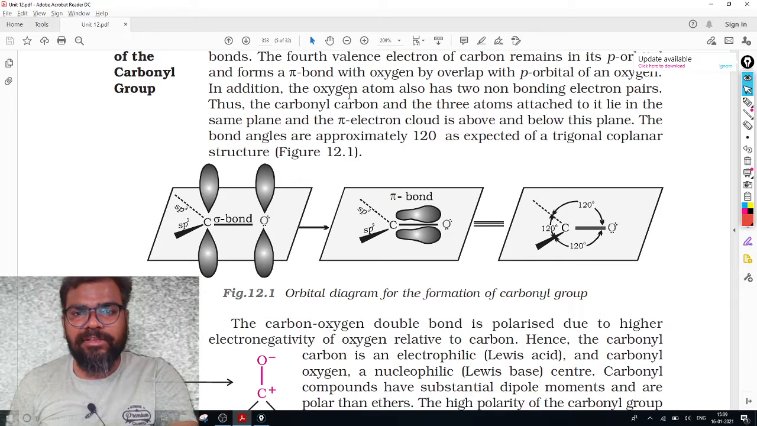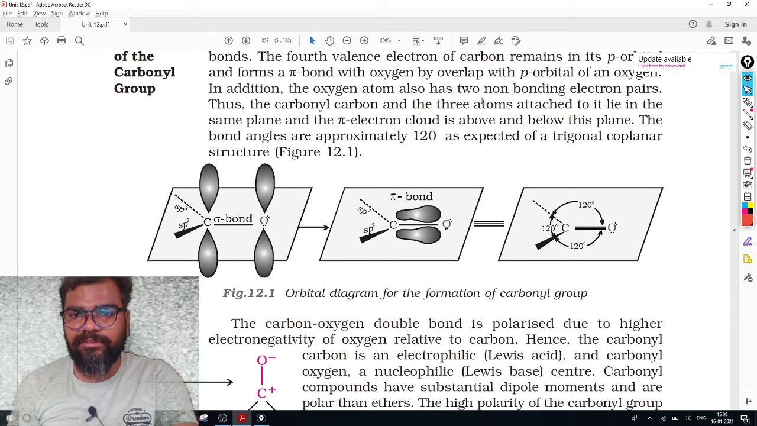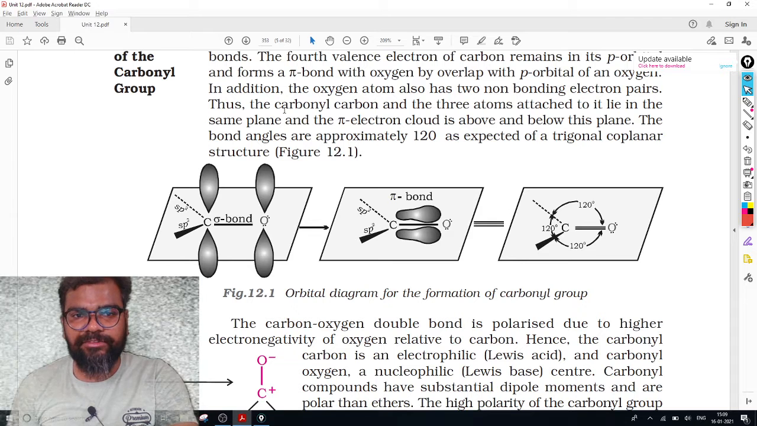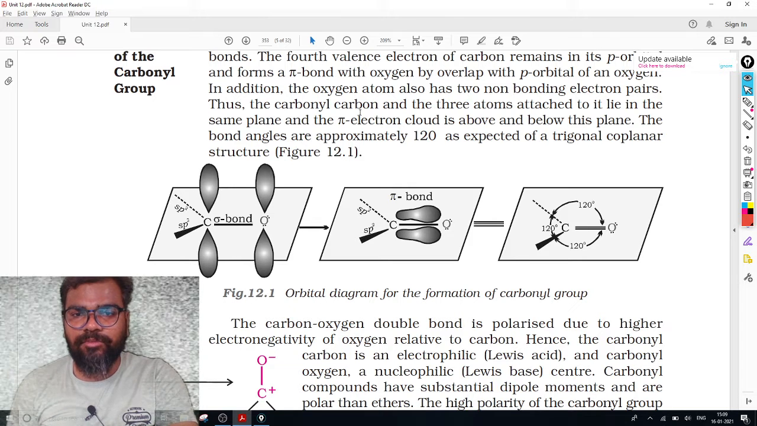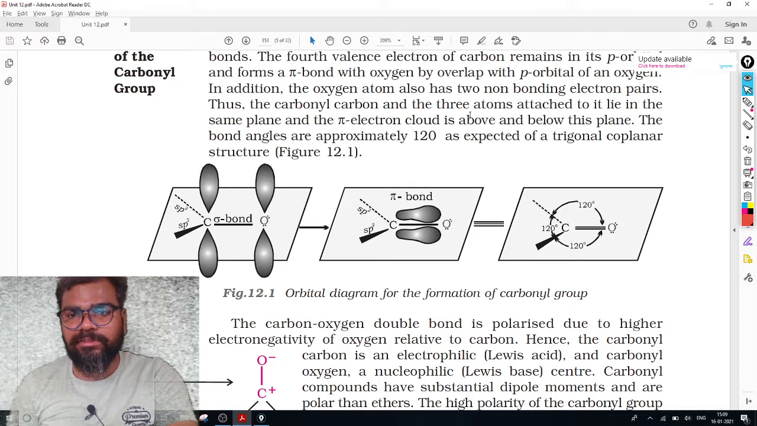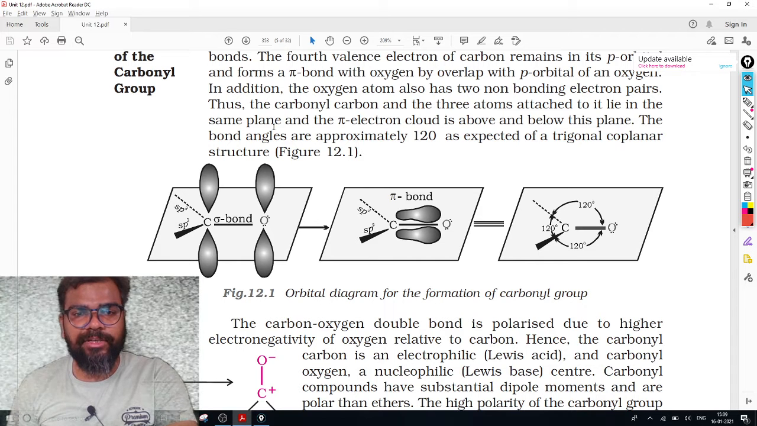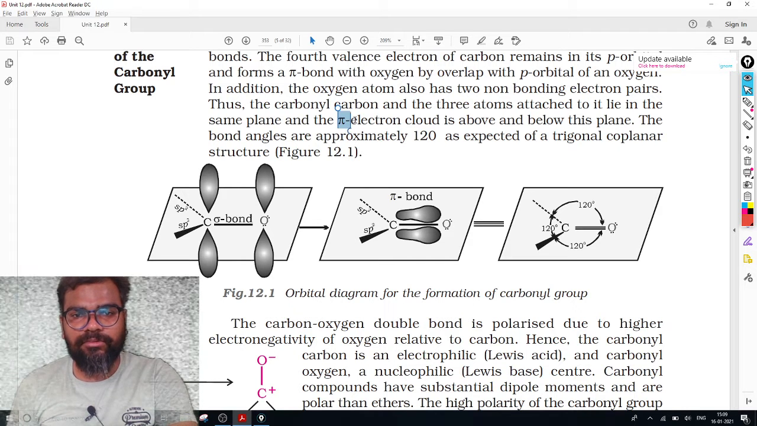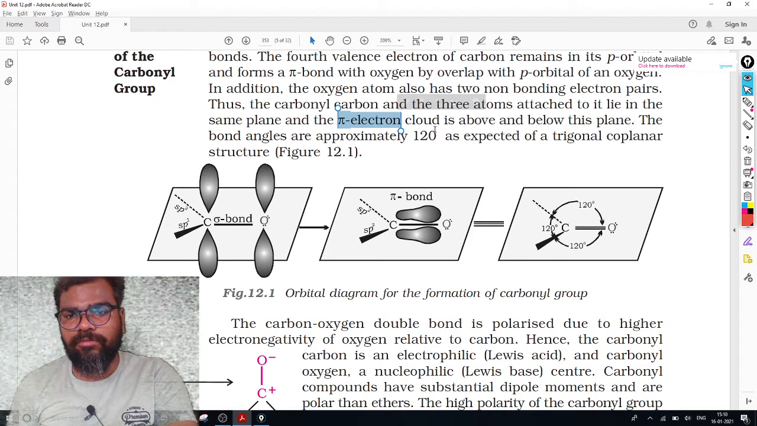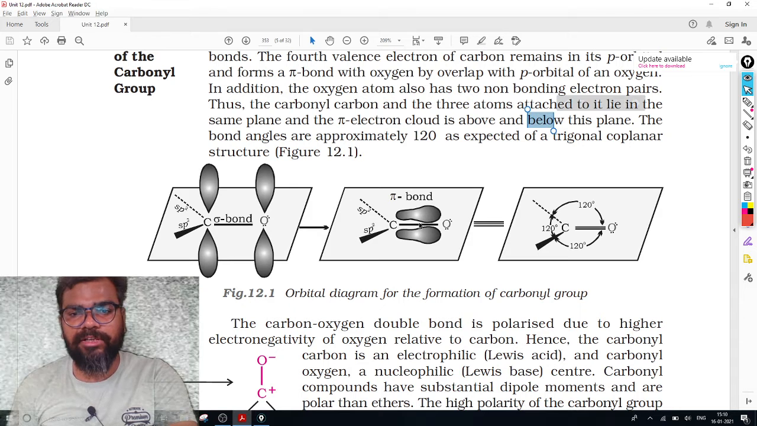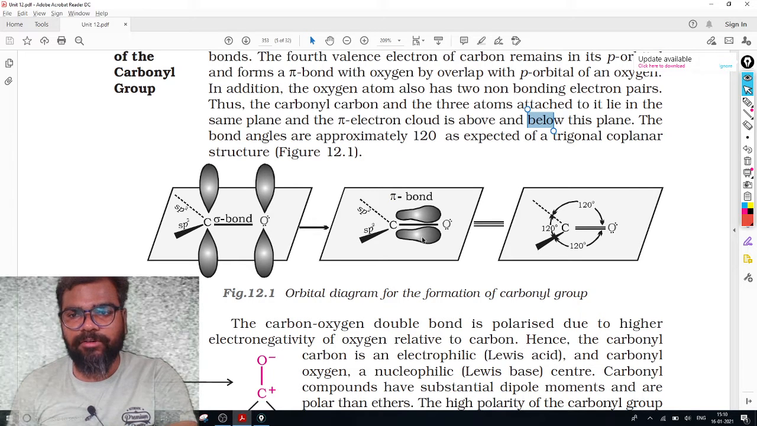In addition, the oxygen atom also has two non-bonding electron pairs. Thus, the carbonyl carbon and the three atoms attached to it lie in the same plane. So the pi electron cloud is above and below this plane. You can see over here, above as well as below this plane.